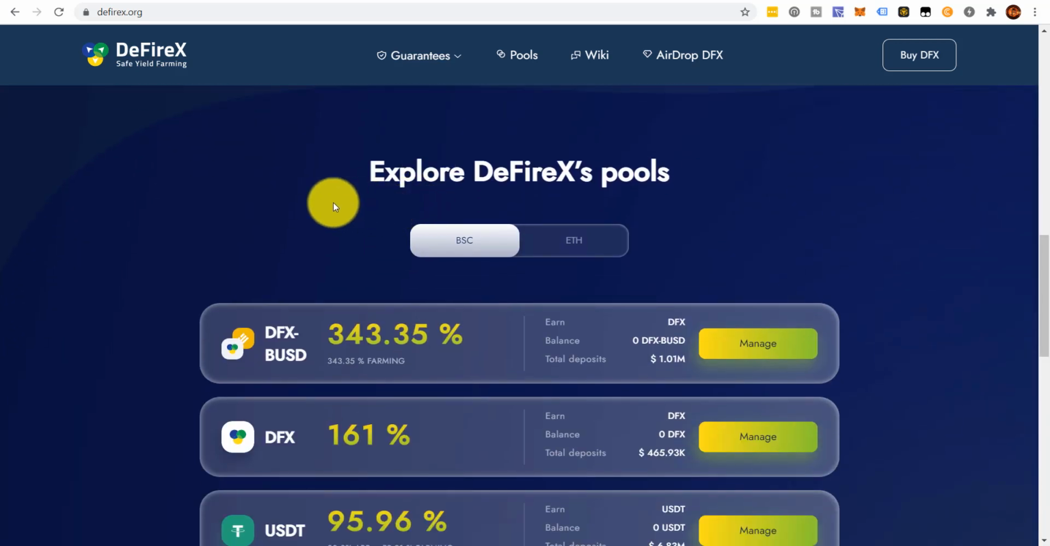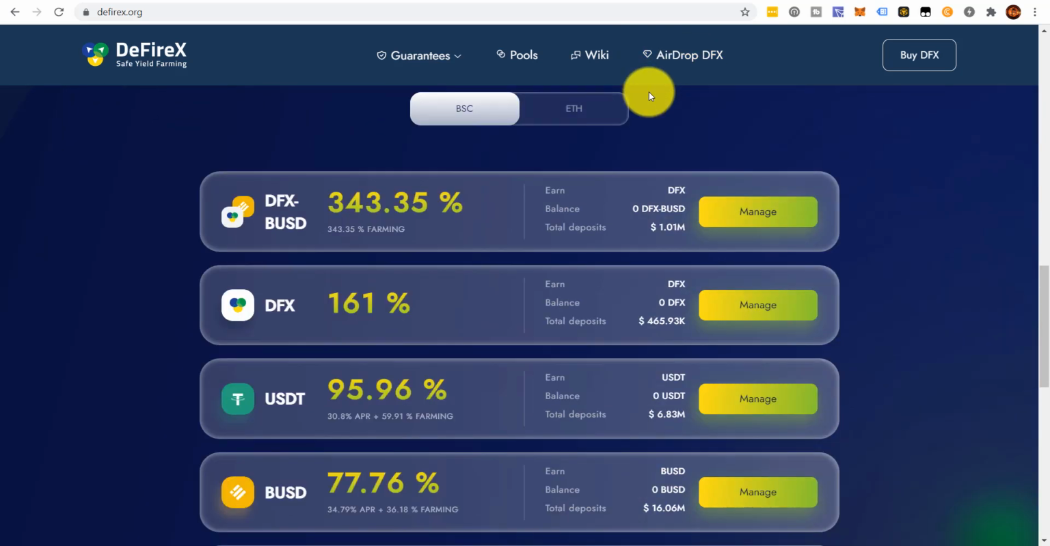Explore the DeFireX pools. By the way, airdrop. I wish I could tell you we were going to get in on the airdrop, but this was only for those that were on the Ethereum side. When they moved over to the Binance Smart Chain side, the people who'd been using the platform on Ethereum got a DFX airdrop on the Binance side. So unfortunately, that's not us.